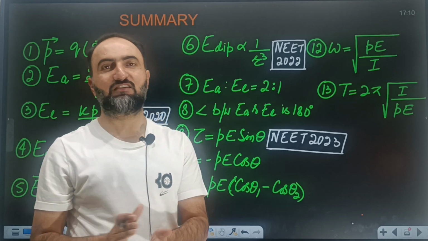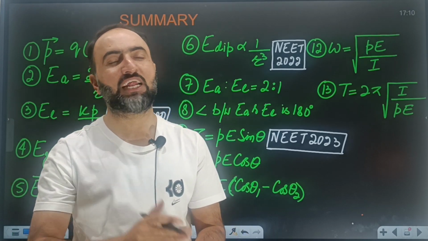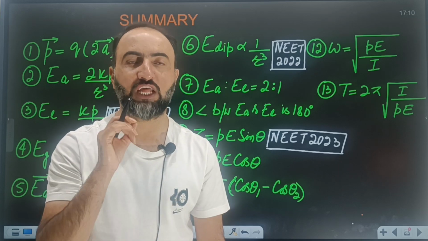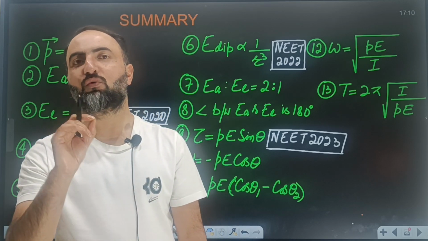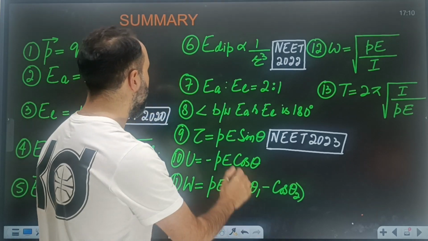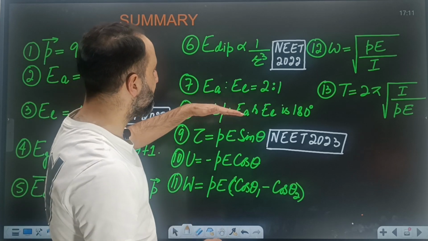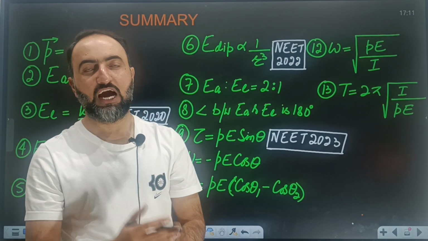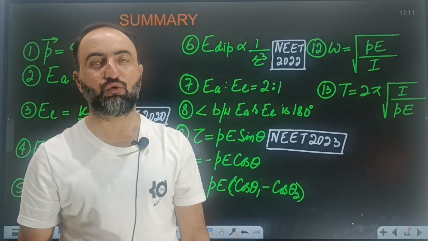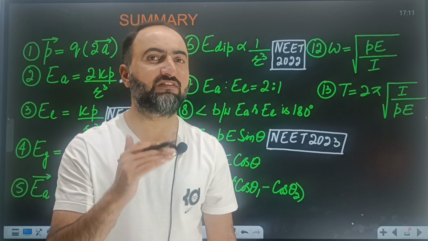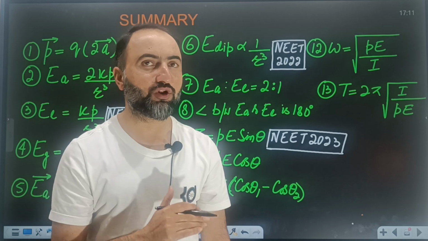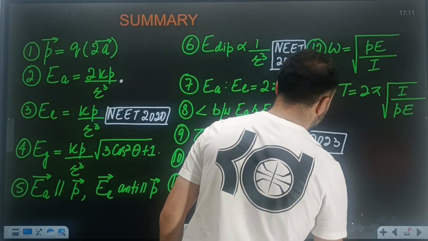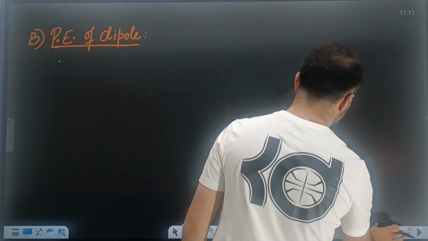So that means if, for example, the electric field on the equatorial line at some distance is equal to suppose 10 Newton per coulomb, then the electric field on the axial line at the same distance will be equal to 20 Newton per coulomb. Okay, and what about the angle? Angle between the electric field on the axial line and equatorial line is equal to 180 degree. Simple reason: electric field on the axial is parallel to dipole moment, and electric field on the equatorial is anti-parallel to dipole moment. So what about the angle? That is 180 degree.